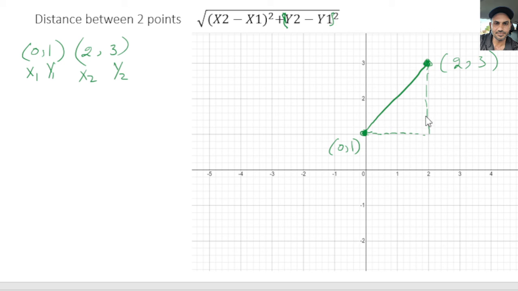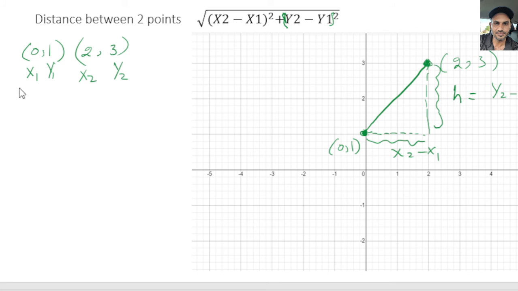So how do we find out the length of this side? The length of this side is basically the height, which is going to be y2 minus y1, because this is the y2 right here and this is the y1. So if we subtract the smaller y value from the larger y value, we get the height, and this is the base, and that would be x2 minus x1, and that's what we see in this formula right there.